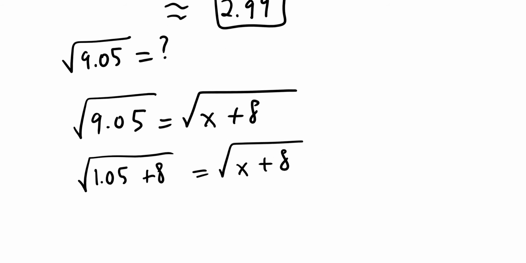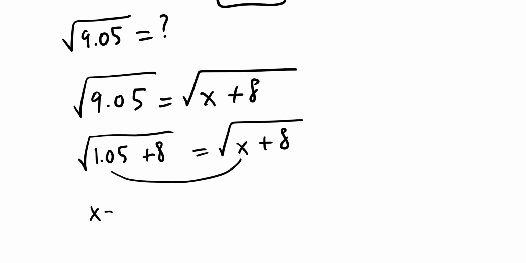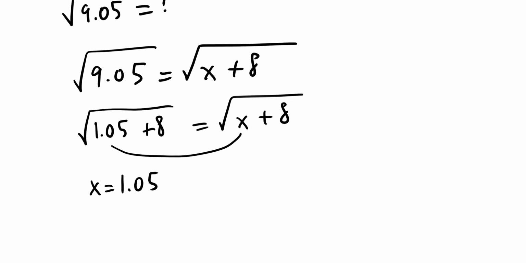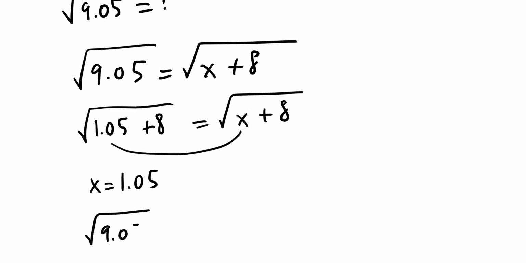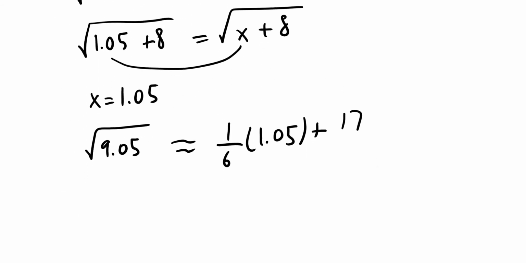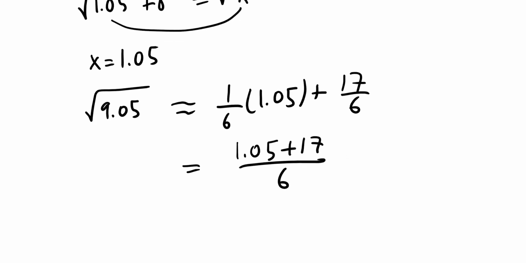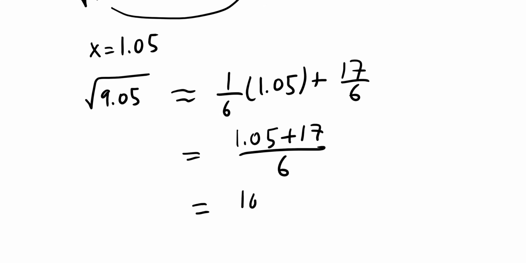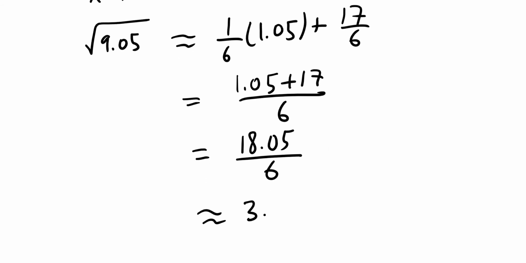1.05. So this tells us that x is 1.05. So now I can use that function, 1 over 6x plus 17 over 6. And that will give us 1.05 plus 17 over 6. And this in return is 18.05 over 6. If we divide that out, that gives us about 3.01.